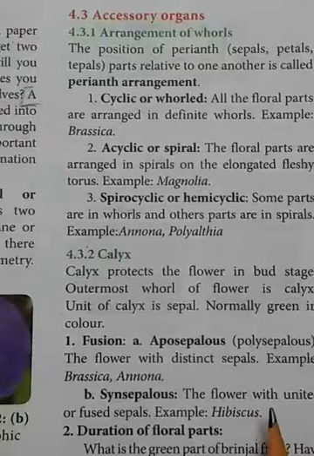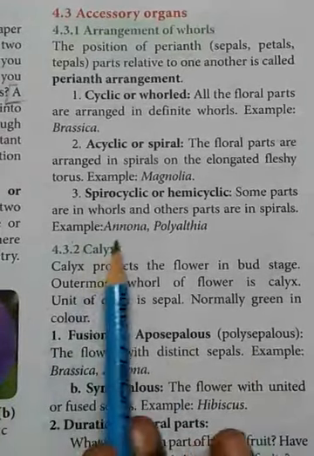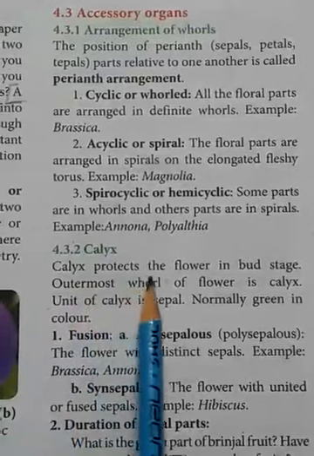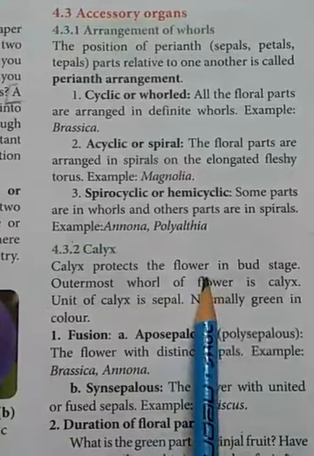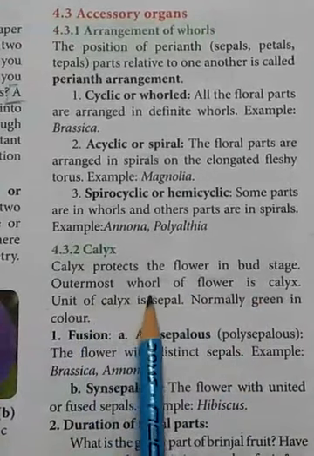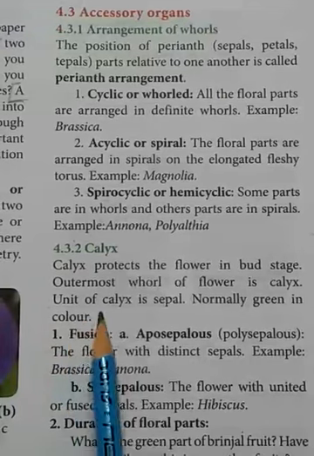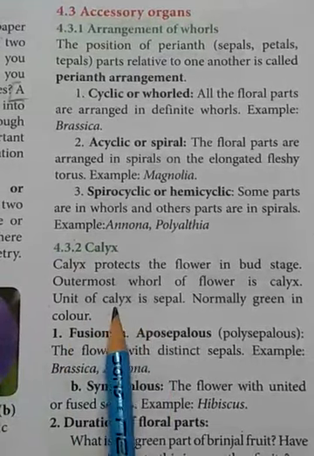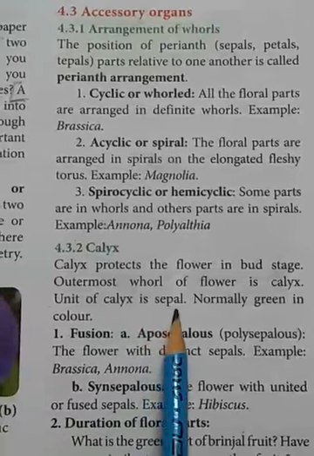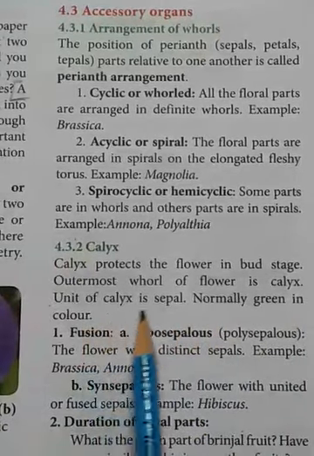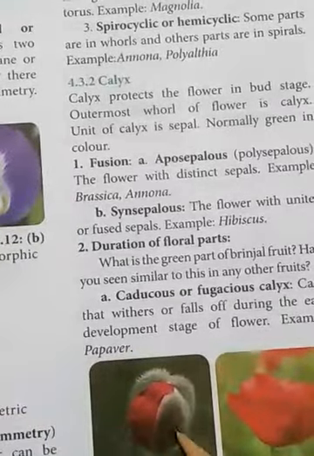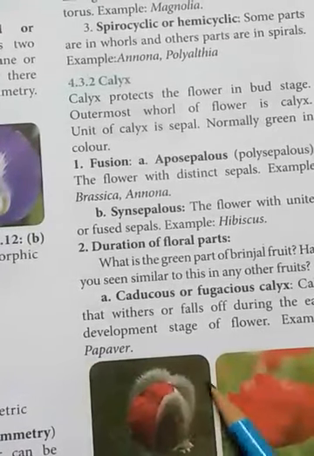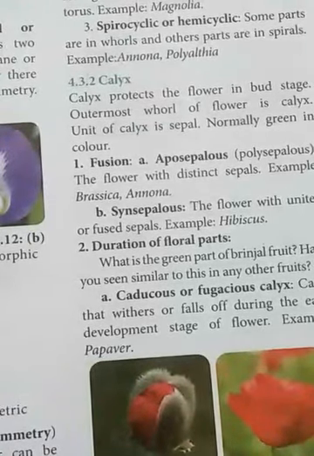Next we are going to study the outermost whorl, that is the calyx. Calyx protects the flower in bud stage. So the function of calyx is it protects the flower in a bud stage. It is the outermost whorl of the flower, and the unit of calyx is the sepal. That is, the calyx is made up of a group of sepals. Normally they are green in color. So usually the sepals you can find are green in color. So here you can see in this diagram, this is a sepal. So the group of sepals is called the calyx.